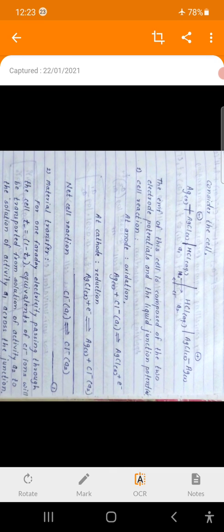This is about liquid junction potential. The derivation and its application are not for your syllabus. Therefore, only consider the elimination of junction potential, what junction potential is, and the factors affecting junction potential.